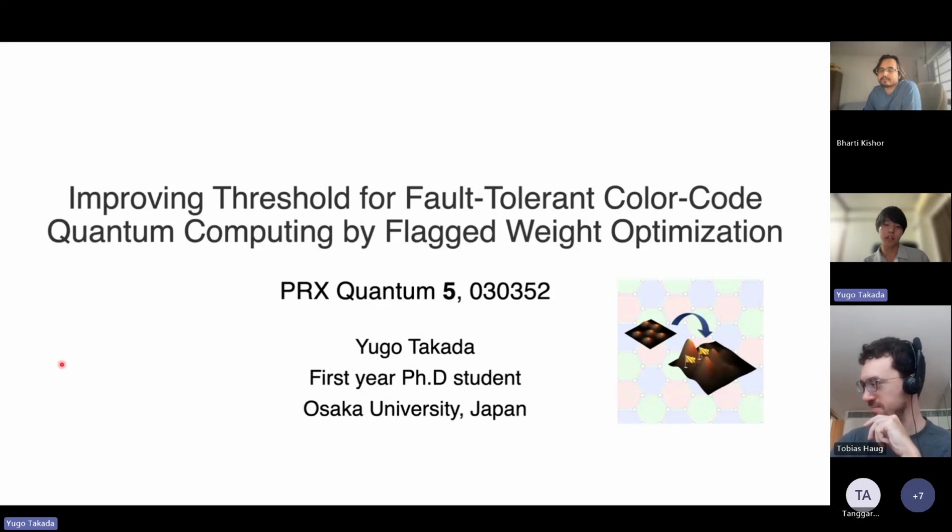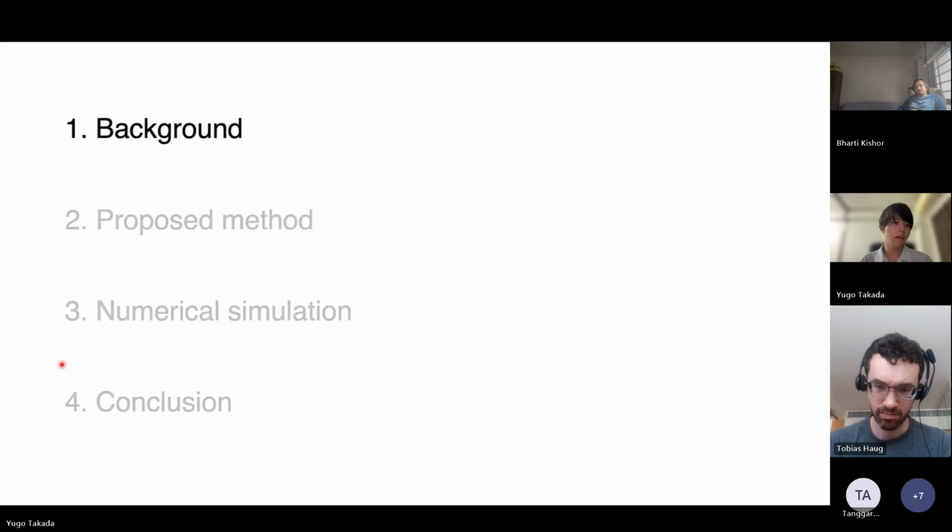Thank you for your introduction, and thank you for inviting me today. I'm very glad to give a talk here. I'm Yugo Takada from Osaka University, Japan, and I'm now a first year PhD student. Today I'm going to talk about my recent paper that was recently published in PRX Quantum. The title of the paper is Improving Threshold for Fault-tolerant Color Code Quantum Computing by Flagged Weight Optimization. Okay, first I'm going to talk about the background of this research.